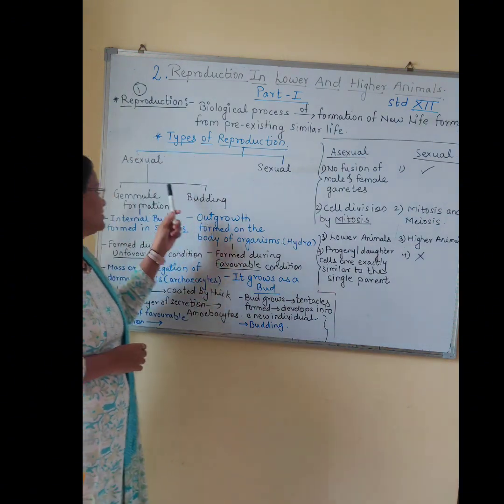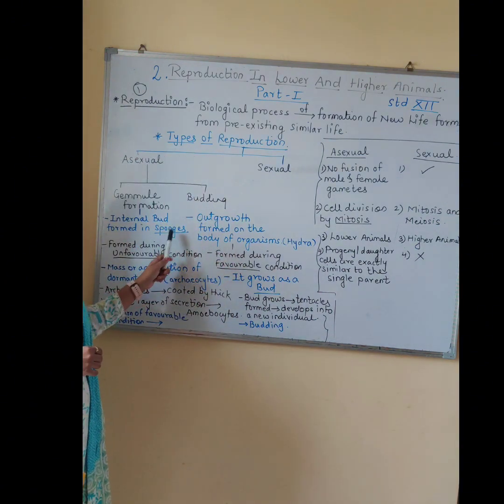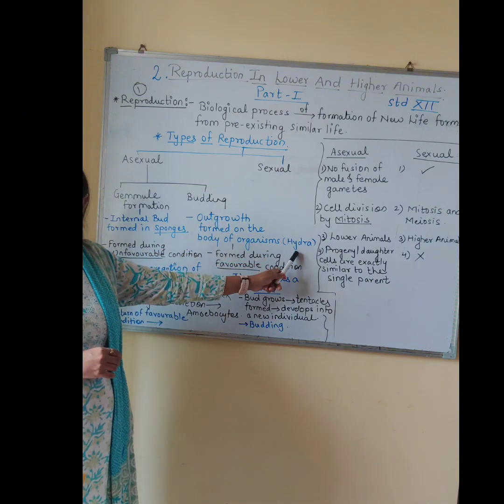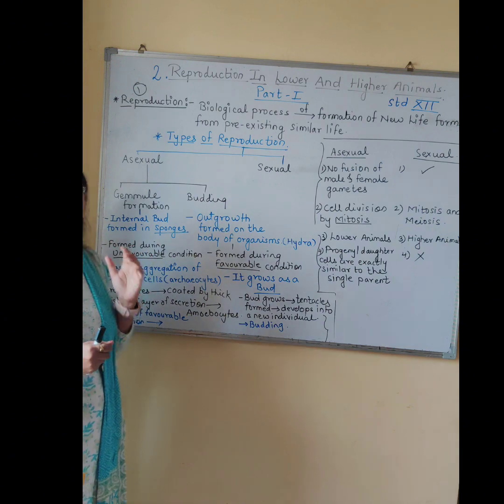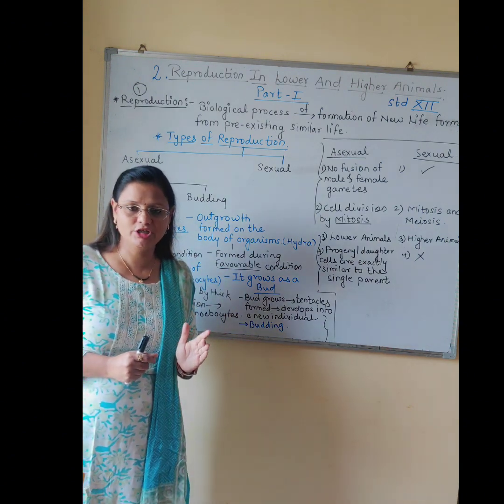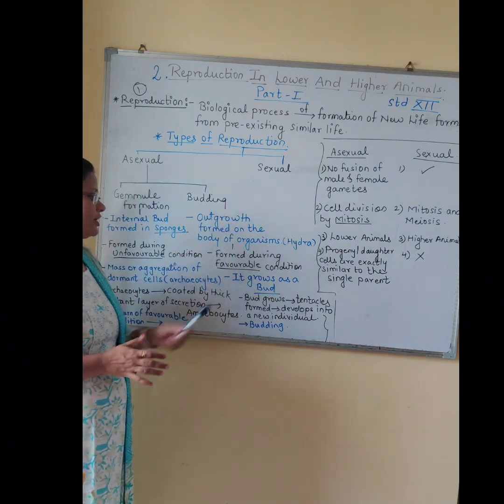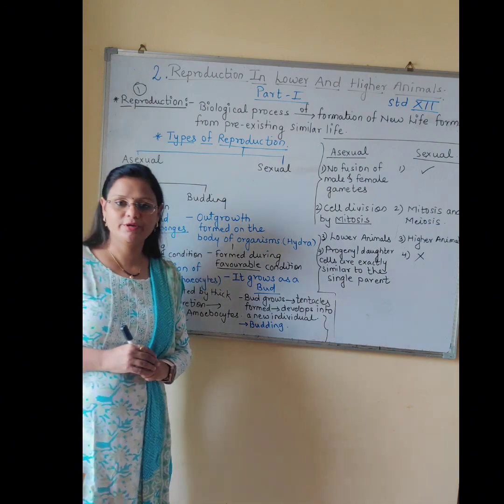Okay. So what is the example of gemmule? Sponges. While the example of budding is hydra. Next, when does gemmule formation happen? During unfavorable conditions. And when does budding happen? It forms during favorable conditions.